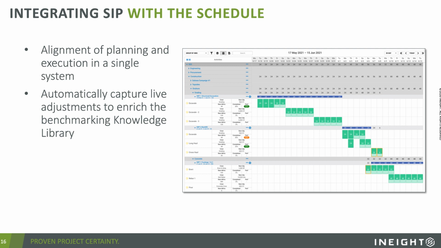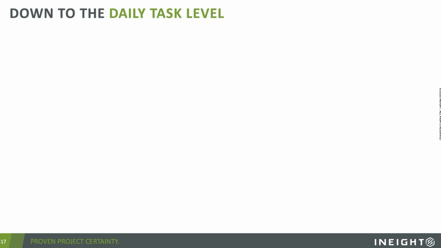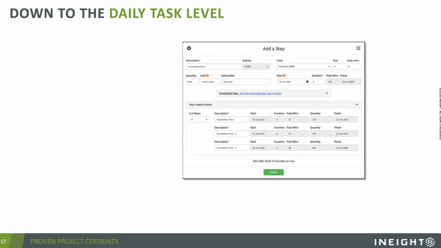And then as you make those plans, the knowledge library is automatically capturing that data and enriching your benchmarking for future projects. And as mentioned, those CPM schedule guardrails are there the whole way through to help boil down what needs to happen on the daily crew level. But we take it one step further, not just to breaking out the operation over a week or 5 weeks or 90 days, but down to the daily task.